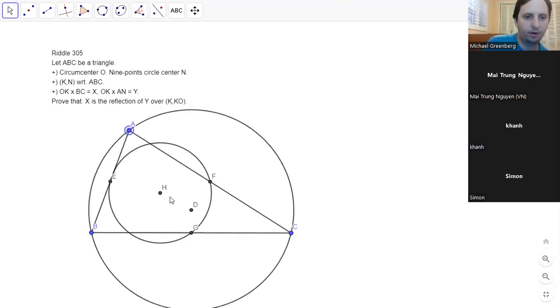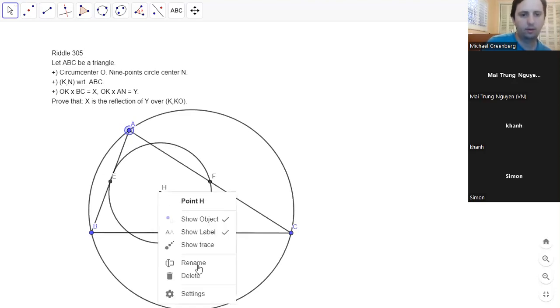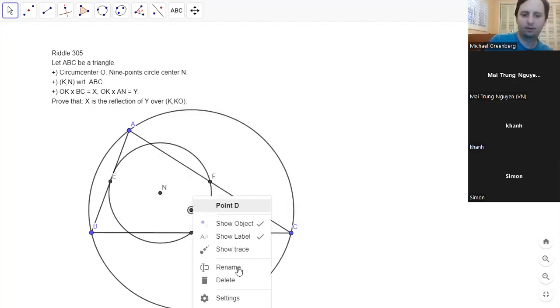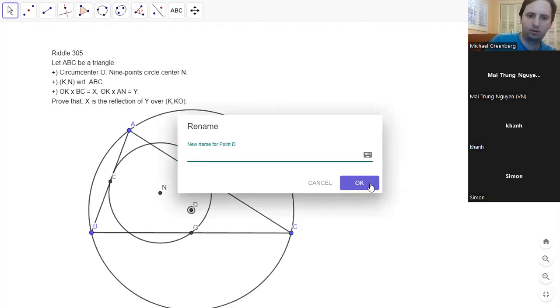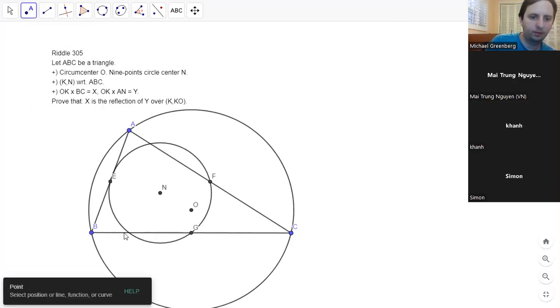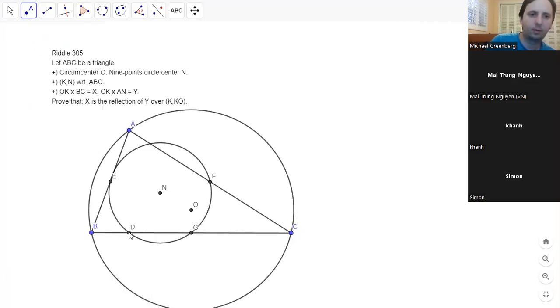K and N are isogonal conjugates. So is there anything special about the isogonal conjugate of the 9-point center? So yeah, actually, the Kosnita point.